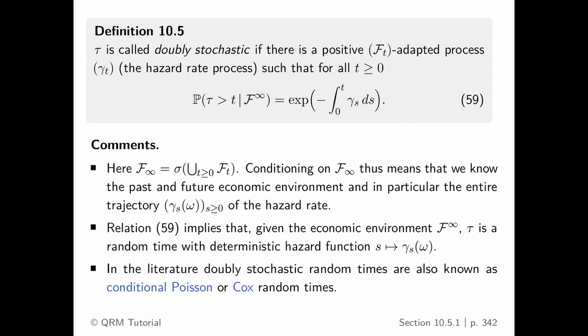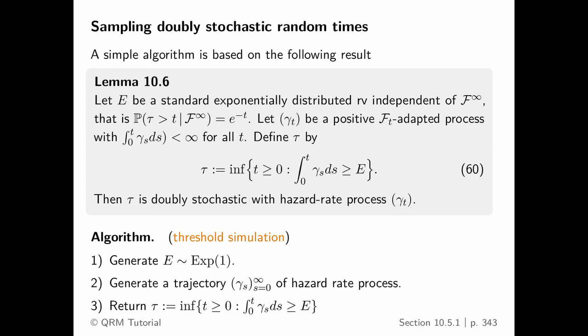So as I explained yesterday, this is really a two-step thinking. That's why it's also called doubly stochastic. In the first step, I generate my hazard rate, and given the hazard rate, I then consider this as deterministic, and I'm then back to the survival analysis models with deterministic hazard rate. And that underlies also the construction or the simulation for these things. The algorithm is based on the following result. Paul suggested I should recall it maybe for all of you.